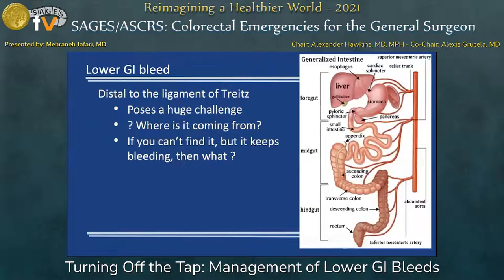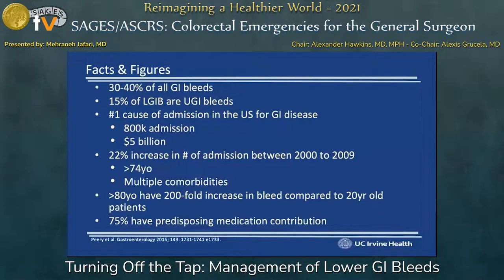Lower GI bleeds can be defined as any bleed distal to the ligament of Treitz. This can pose a challenge to the clinician, mainly because the question becomes, where is the bleed coming from? And there's a lot of real estate to cover.